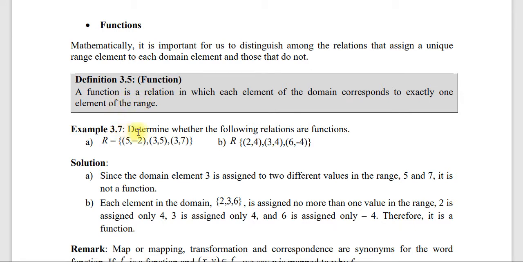እሱን ነገር መውሰድ አለባችሁ። ለምሳሌ determine whether the following relation are functions. A: R which is equal to the set containing (3, -2), (5, 5), (3, 5), (3, 7). And B: R which is equal to the set containing (2, 4), (3, 4), (6, -4).